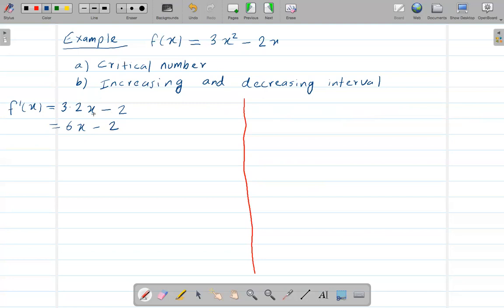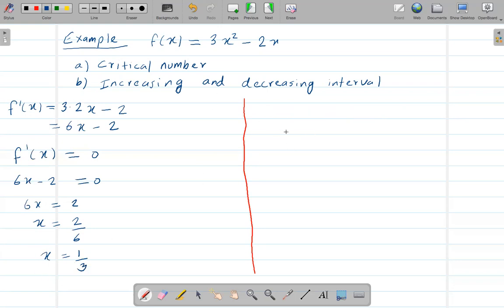Once you get that, now we need to find the critical number. We can find that by saying f prime of x is equal to 0. So 6x minus 2 is equal to 0. Then 6x is equal to positive 2, so x is equal to 2 over 6, which is 1 over 3. This is going to be the critical number.